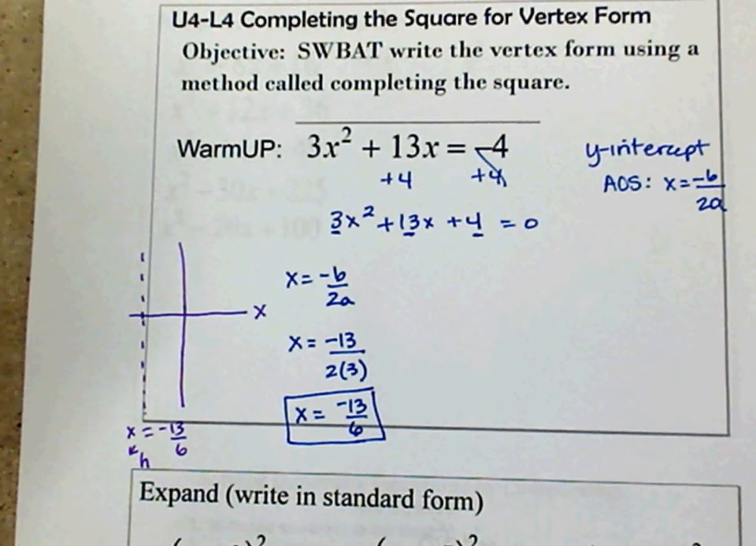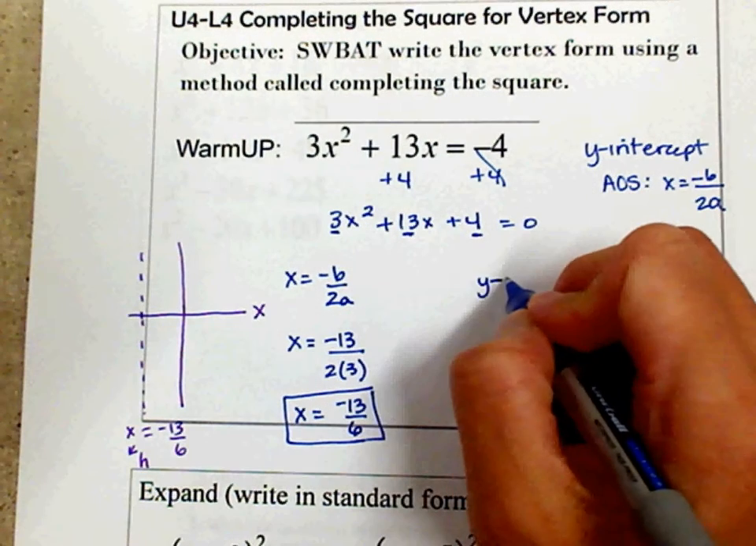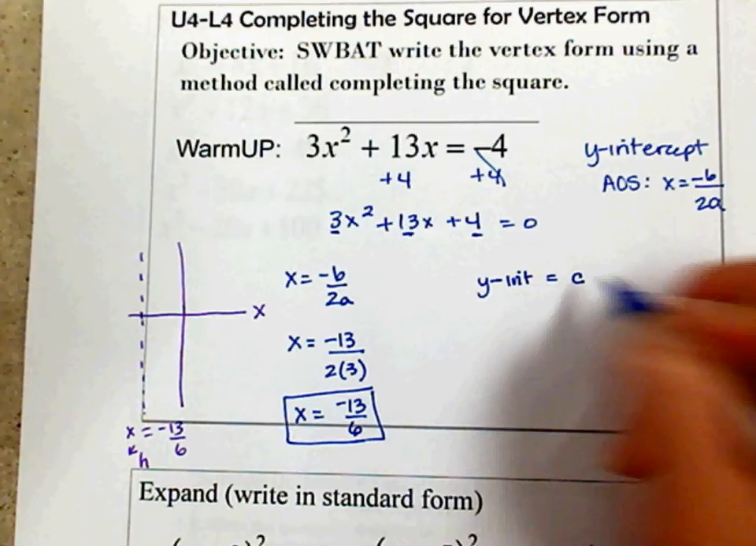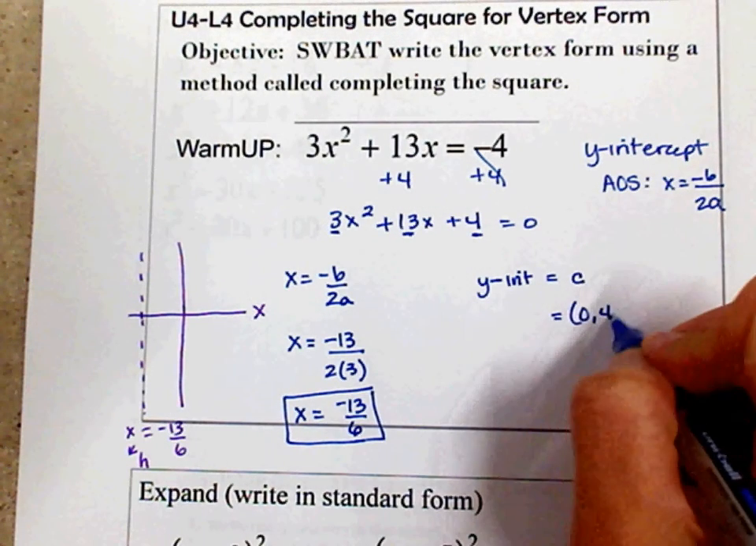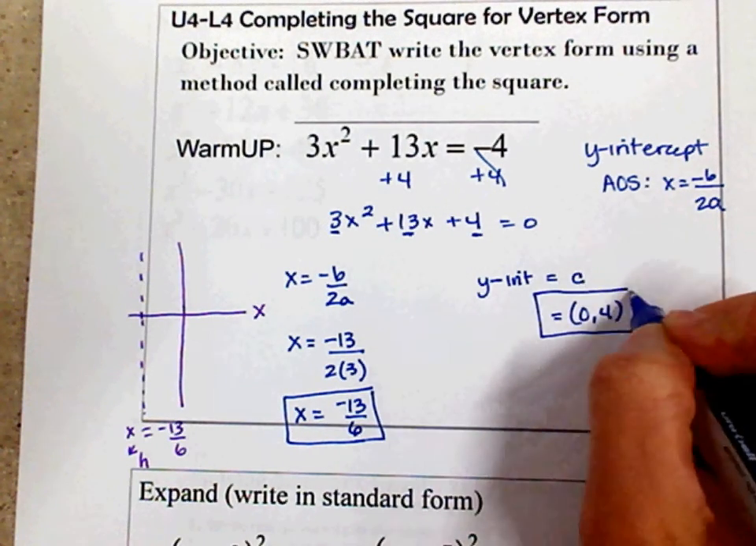All right, now to find your y-intercept, the y-intercept is always the letter c. So what is c right here? 4. So your y-intercept is 0, 4. That is your y-intercept. Okay.